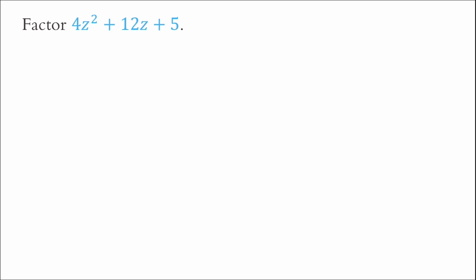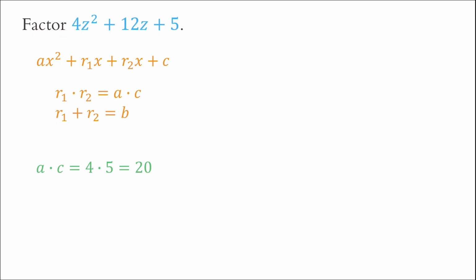Since this is a trinomial where the leading coefficient is not 1, we will want to split up our middle term, 12z, and then factor by grouping. But how do we split up our middle term? Well, we'll want to rewrite our quadratic as ax squared plus r1x plus r2x plus c, where r1 times r2 is equal to ac, and r1 plus r2 equals b.